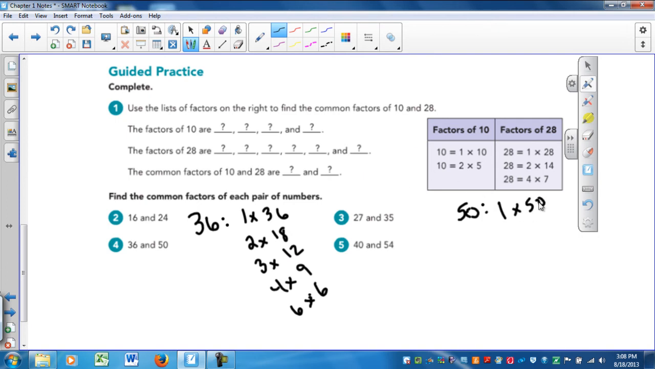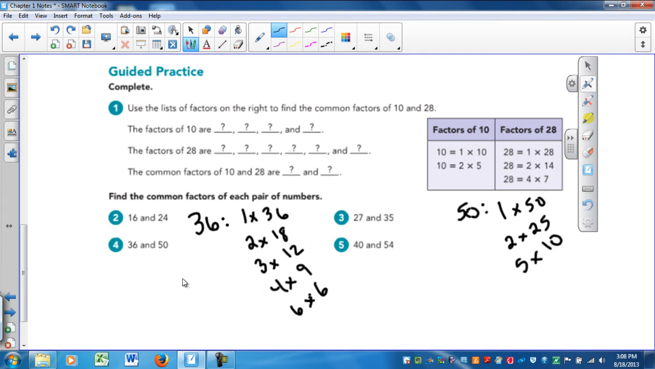1 times 50. 2 times 25. 4 times 15. I'm sorry. What am I doing? That's not right. I was thinking about 60. Okay? 5 times 10. And I'm pretty sure that's it. Okay? So those are your factors.